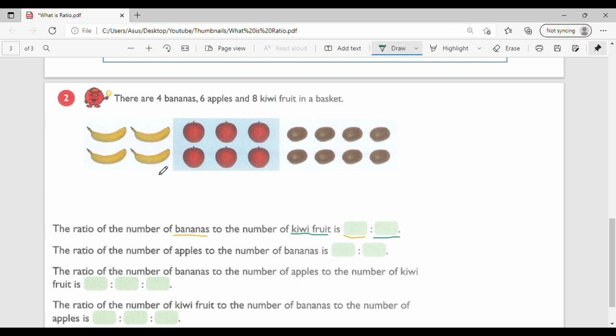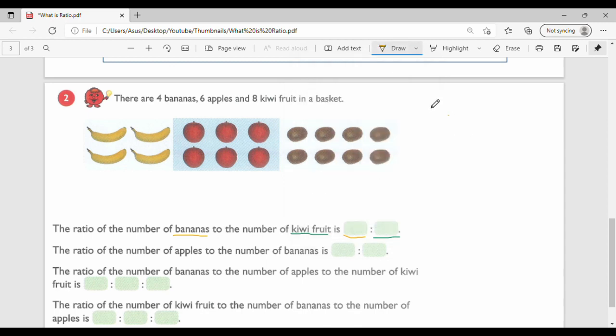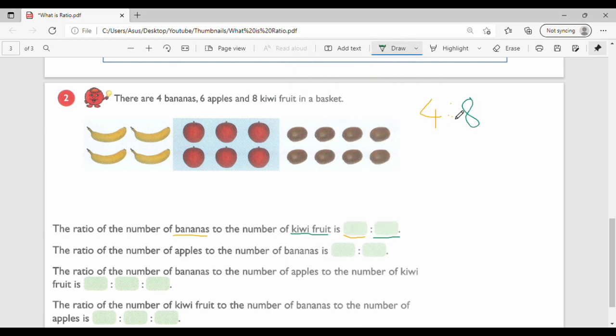So we have 4 bananas and we have 8 kiwi fruit. We write 4, colon, 8. Remember, this colon means "to". But if we look at these numbers, they're both divisible by the same number. We can divide them both by 4, which will simplify this ratio for us. And ratio is always in the simplest form.